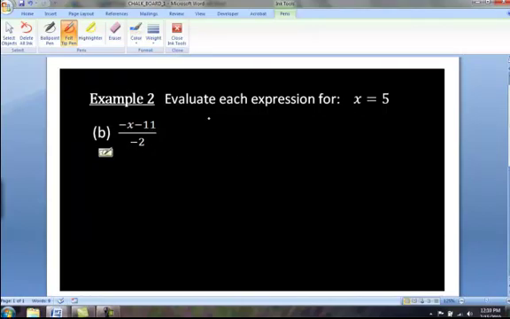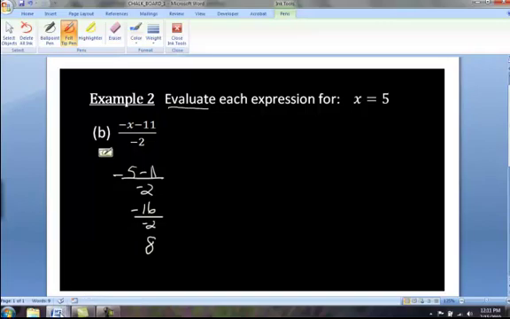Okay, on example 2 from the notes, now we have the term evaluate. Now, evaluate means to find the actual value. That means you're going to have a numerical answer. It says to evaluate or find the value when x is 5. So we're going to come down here to our algebraic expression, and we're going to put 5 everywhere we have an x. So it's going to be -5 minus 11 divided by -2. And -5 and -11 is -16 divided by -2, which is +8.